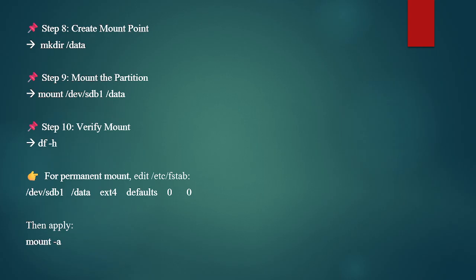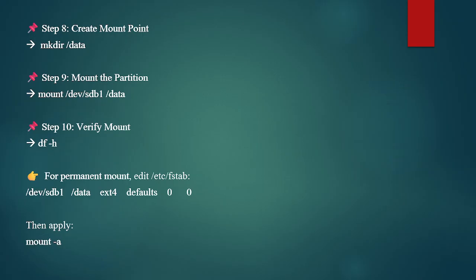Then create a mount point with the mkdir command: mkdir /data. After that, mount the partition with the mount command: mount /dev/hdb1 and your mount directory /data. To verify that the disk is mounted, use the df -h or df -Th command.